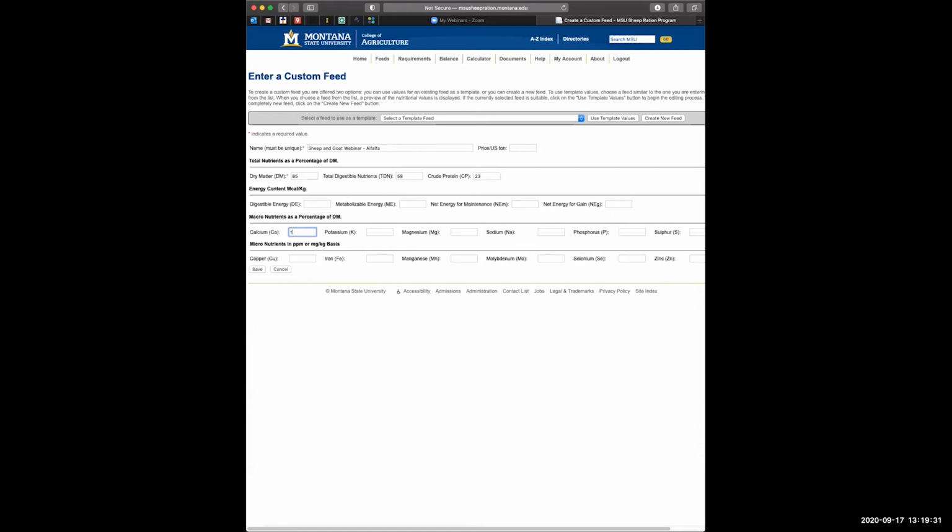She did have some values for calcium, potassium, magnesium, and phosphorus. So you can save that feed. And now you can go over to balance, and you can balance a diet ration.